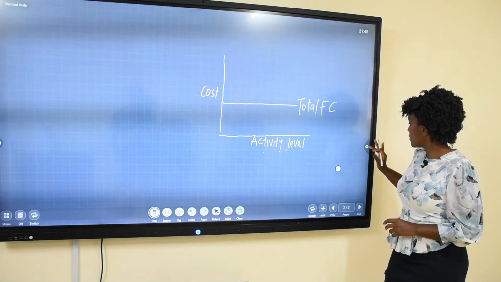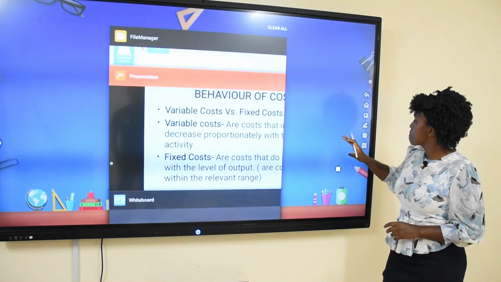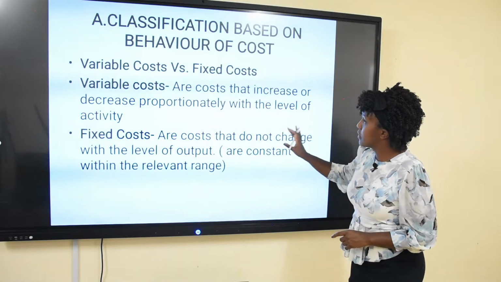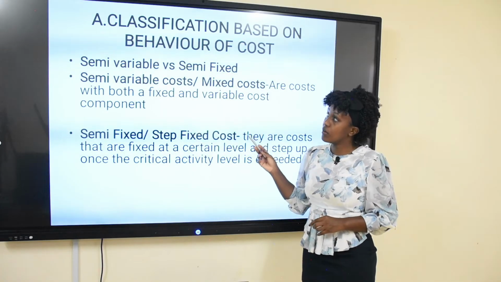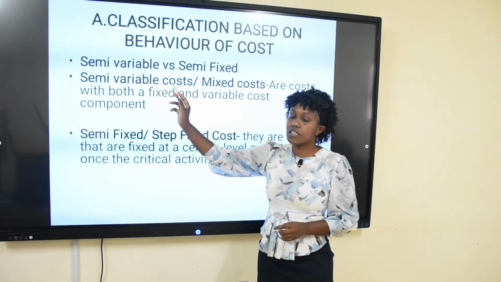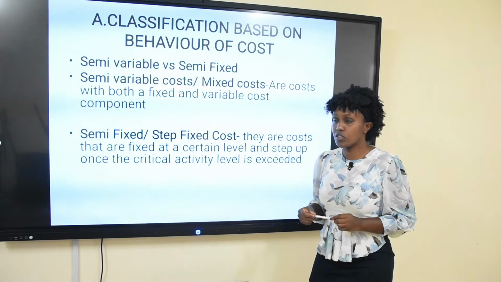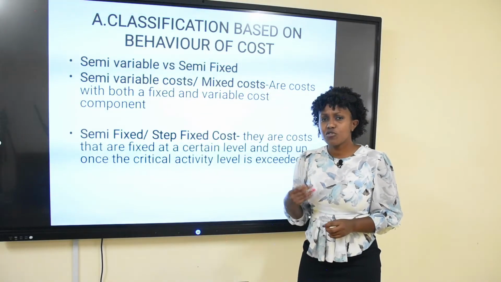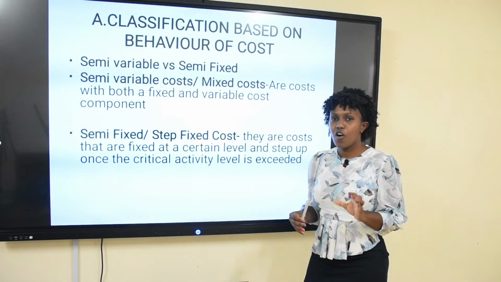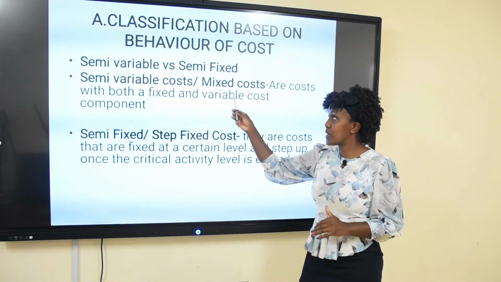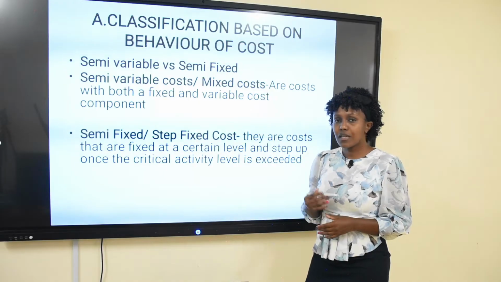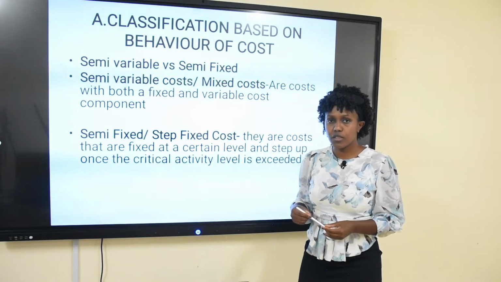There are more. We can have another classification, again still based on behavior. You can have what we call semi-variable versus semi-fixed costs. Let us start with semi-variable cost. Semi-variable costs are also called mixed costs, and that should give you an idea, because mixed cost means it has both components of fixed and variable cost. That is why it is called a mixed cost. So costs that have a component of fixed and variable cost are the ones you call mixed or semi-variable cost.